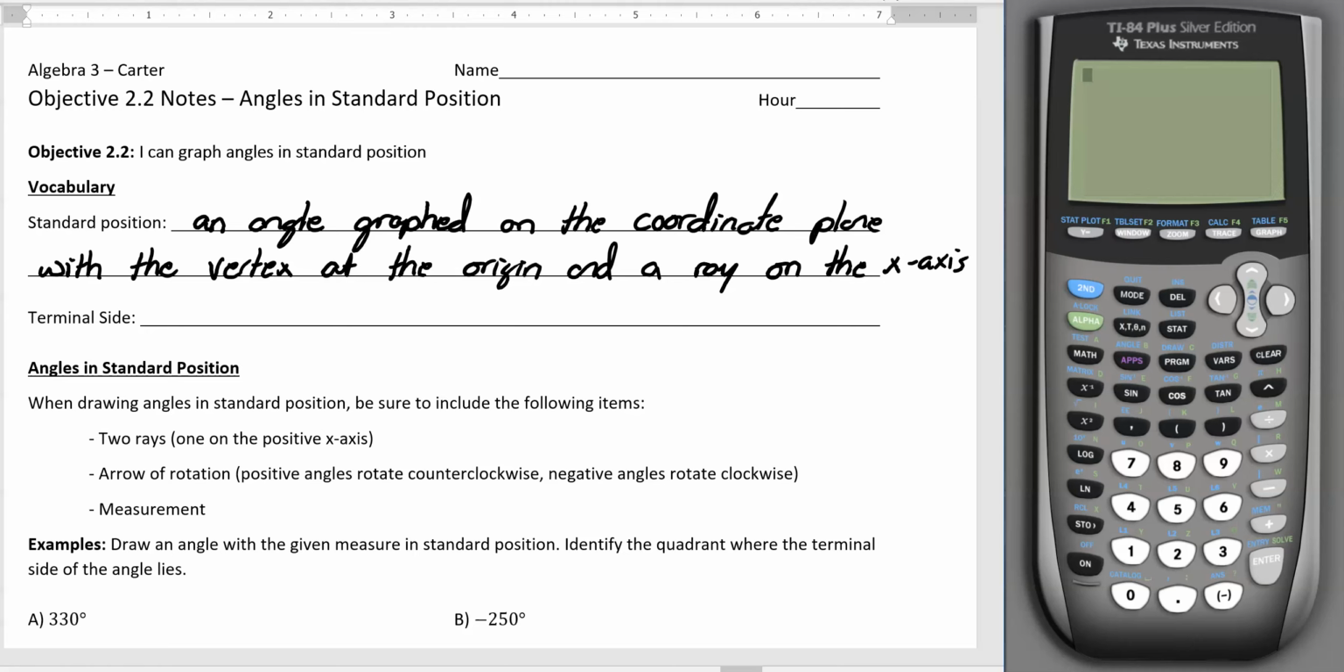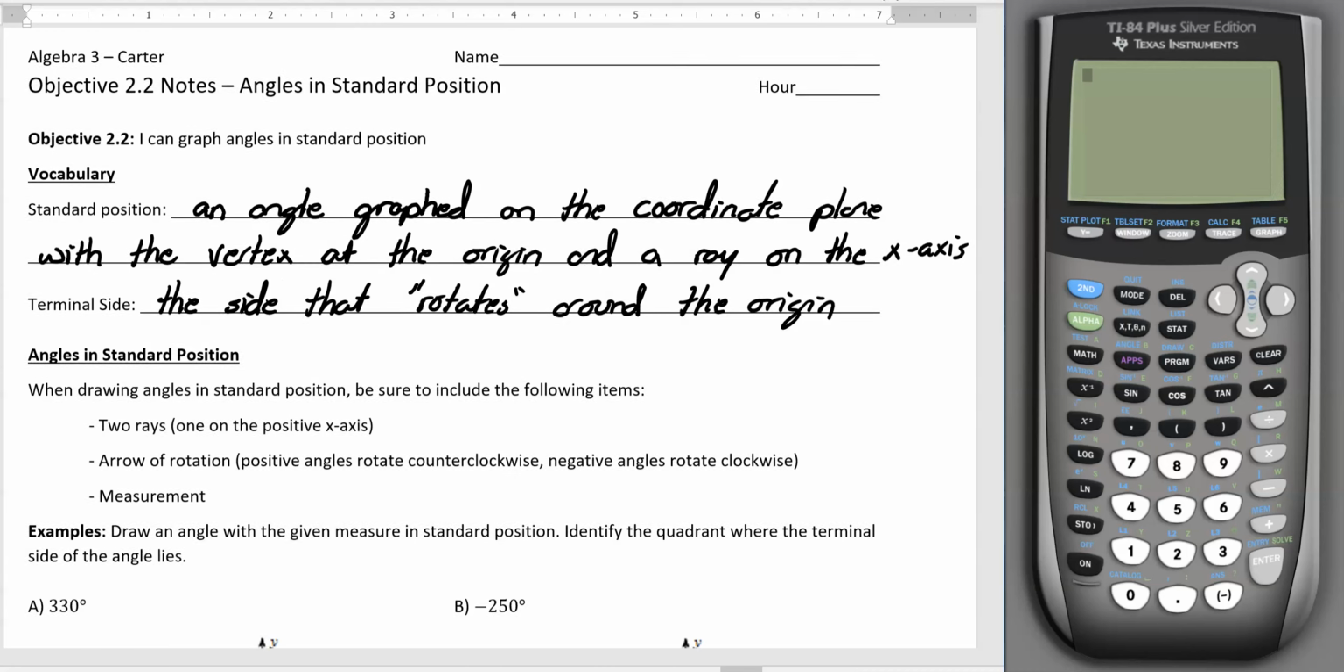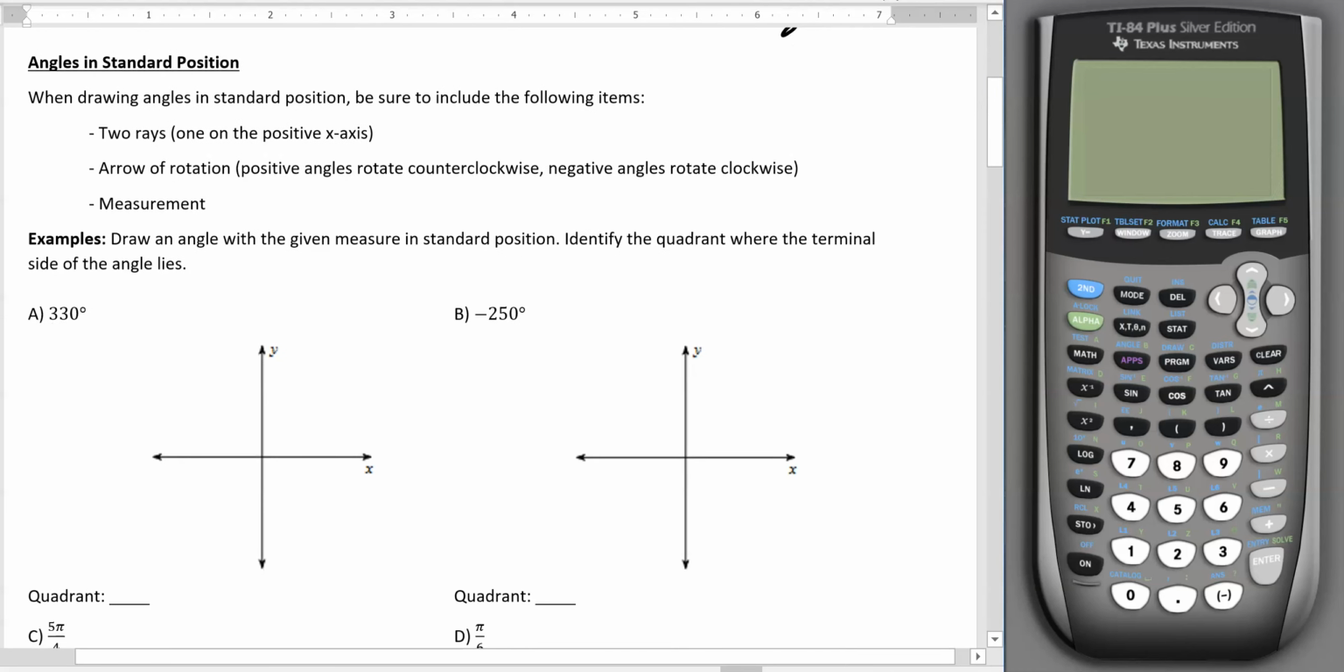So that'll be one side. The other side of our angle is the terminal side, and that's the side that "rotates" around the origin. We'll always have one ray on the positive x-axis, but then we'll have one that rotates around the origin to write our angle. So when we're drawing angles in standard position, we want to make sure to include the following things.